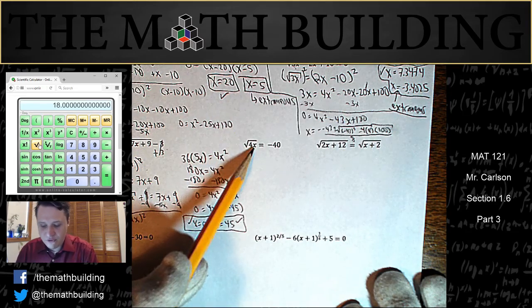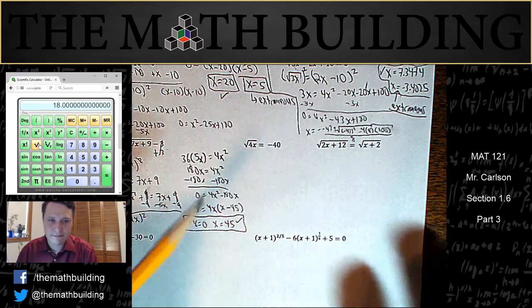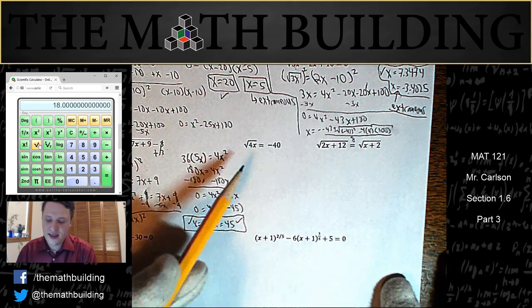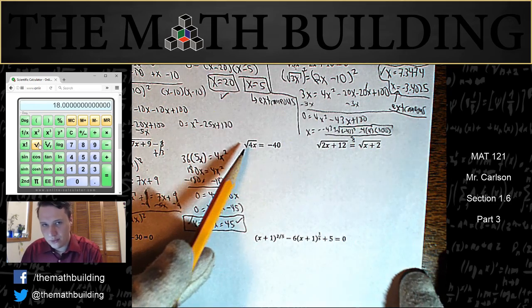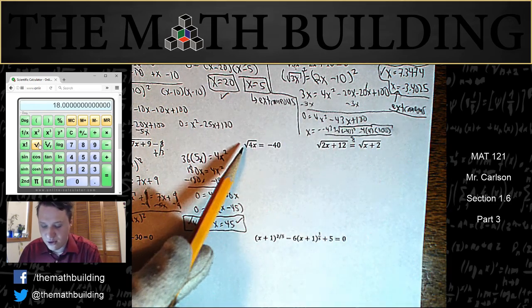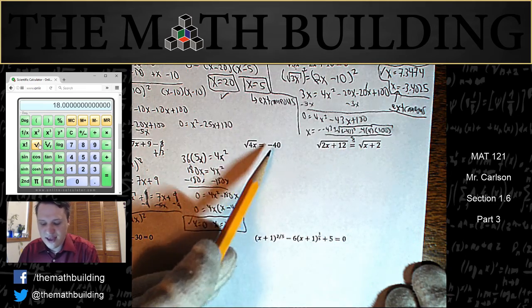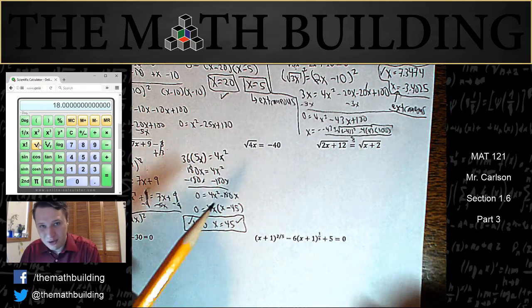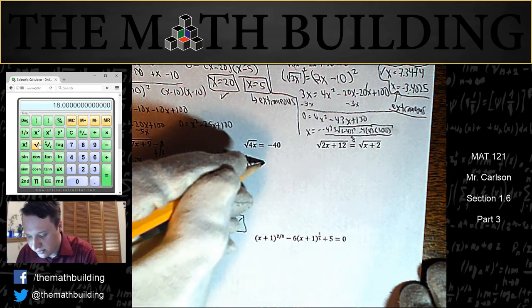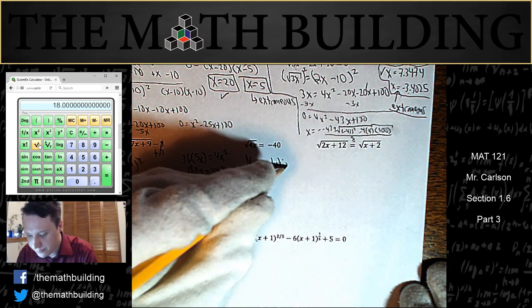We have the square root of 4x equals a negative 40. Let's think about that. It's okay to put a negative in a square root because that just gives us i, which we've already talked about. But will a square root ever equal a negative number? The answer is no. So this actually has no solution.